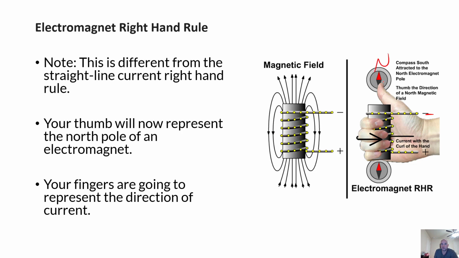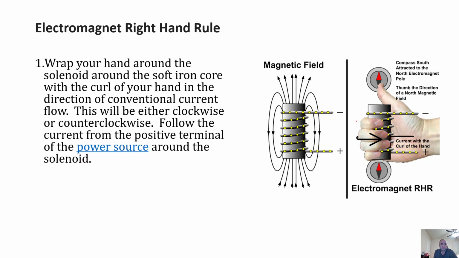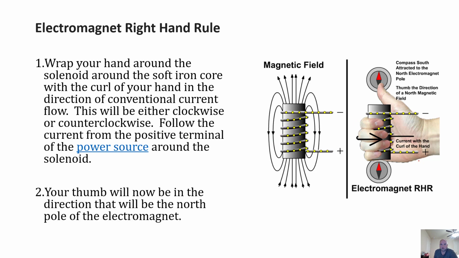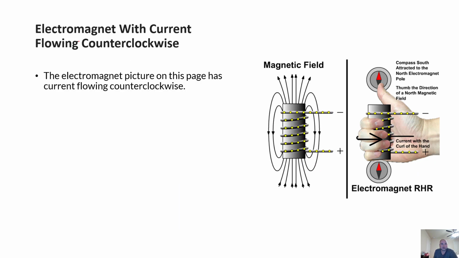The direction of your thumb is the result of following the current and curling your hand around the way the current would travel around the electromagnet. It tells you where the north is going to be, or where the south is going to be, because you can have dipoles, so a north and a south are created at the same time. If one side's north, the other side has to be south. So wrap your hand around the direction that you see the current, and then look at your thumb as a result. We're going to try a couple of these practice problems in a second.